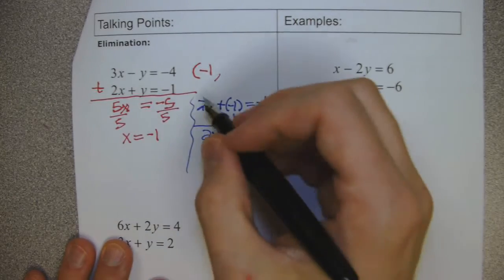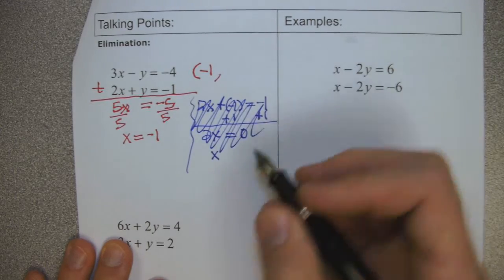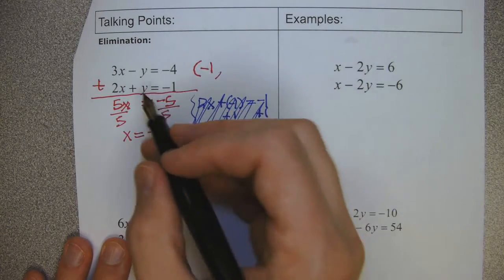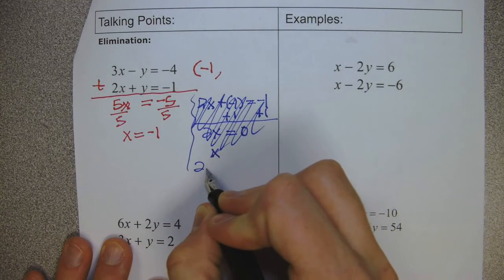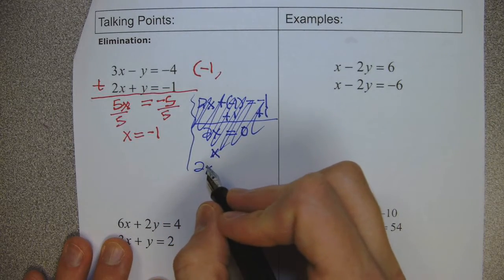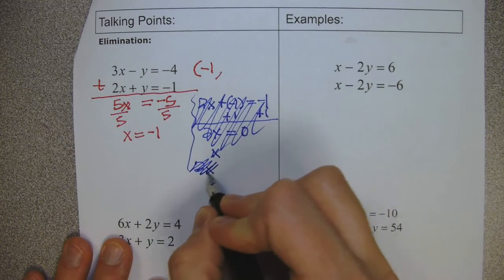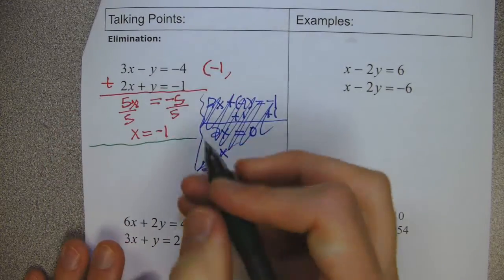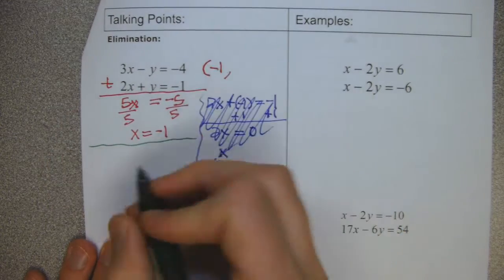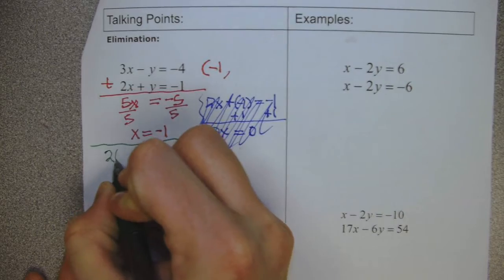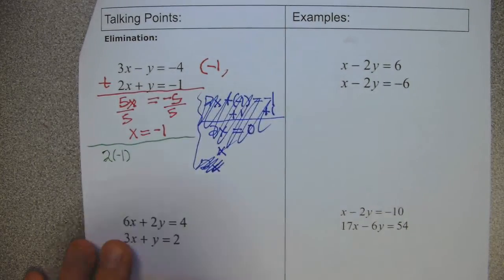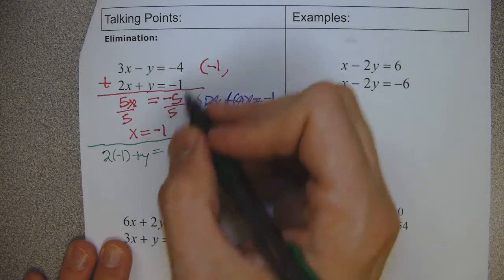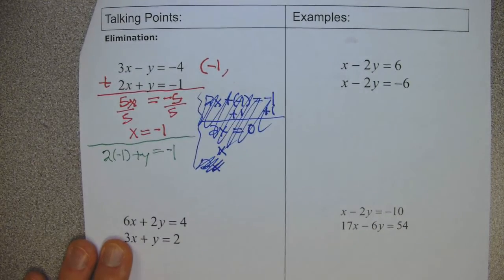Oh, look what I did. I put that in for y. Let's try it again. It's that kind of stuff that's going to mess you up, folks. Let's try again. I'm going to switch colors. Maybe that's the issue. Here we go. Let's try green. 2 times negative 1, plus y equals negative 1.